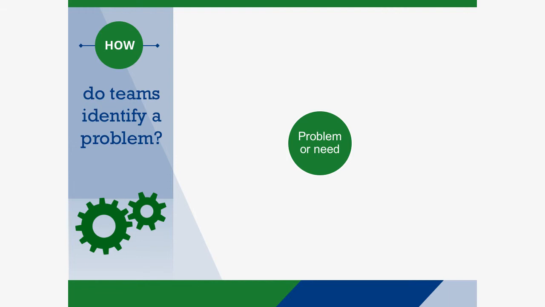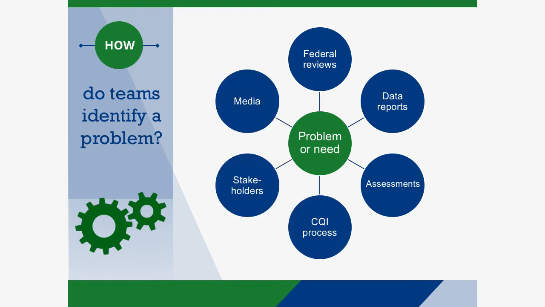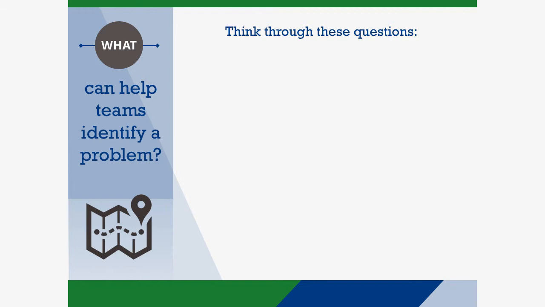Problems, needs, and opportunities for improvement generally come to the attention of child welfare organizations through a source of data or information. There are multiple resources within reach that can be used to help identify problems. Think about federal reviews, data reports, assessments, as well as CQI activities, stakeholder groups, and the media. As you work through identifying a problem, use your data sources, including stakeholders, to answer questions and explore the following.